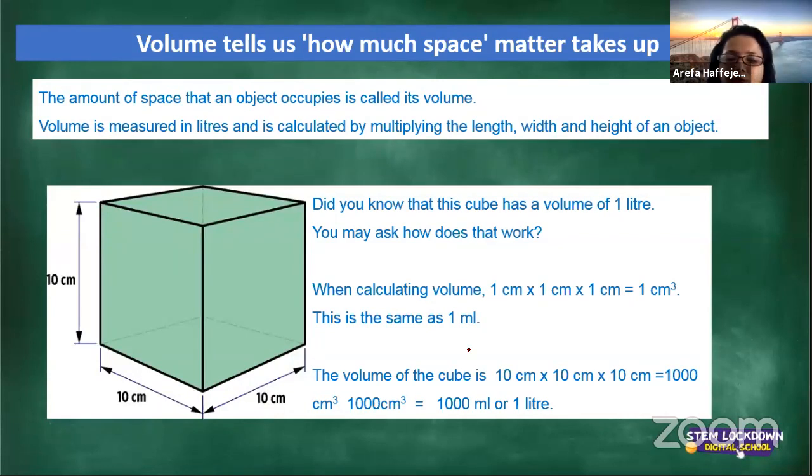So now if we convert that 1,000 centimeters cubed, just like 1 cubic centimeter is equal to 1 milliliter, 1,000 centimeters cubed is equal to 1,000 milliliters. And if you convert 1,000 milliliters, it basically makes 1 liter. Yes, a question? Or maybe you want to summarize what I said?